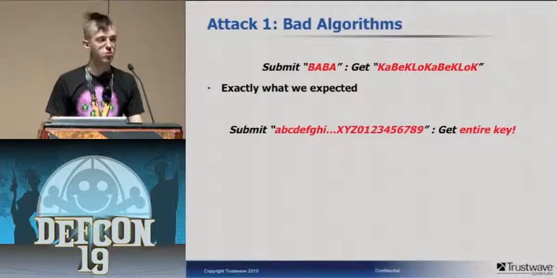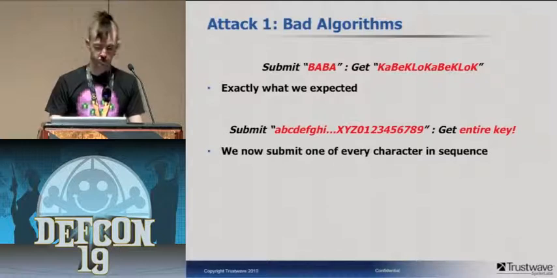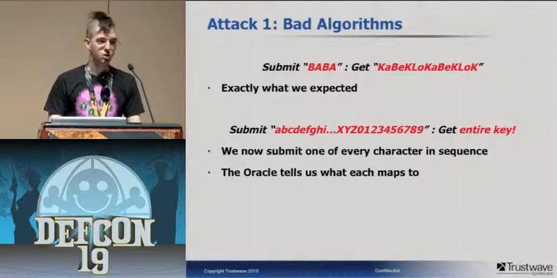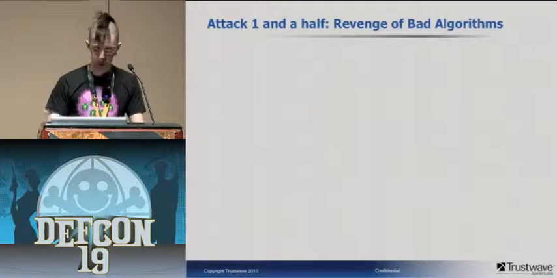So next thing we'll do is just submit every character, and we get back the entire key. So we see what every character is substituted to. So this is a trivially weak cipher, and the Oracle has helped us just totally destroy this cipher. So, more bad algorithm stuff.